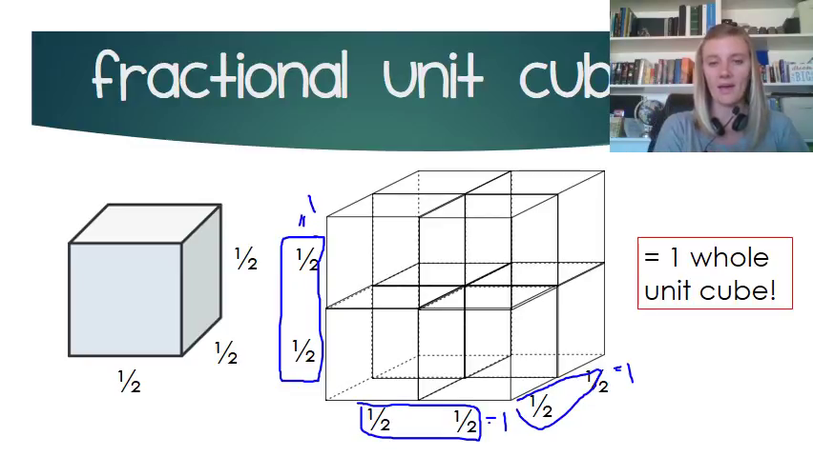Well, how many do I have of these 1/2-inch cubes? So I have 1, 2, 3, 4 in the front, and then I have 1, 2, 3, and you can kind of see that 4th one there in the back. There are 8 1/2 unit cubes to make up one whole unit cube.